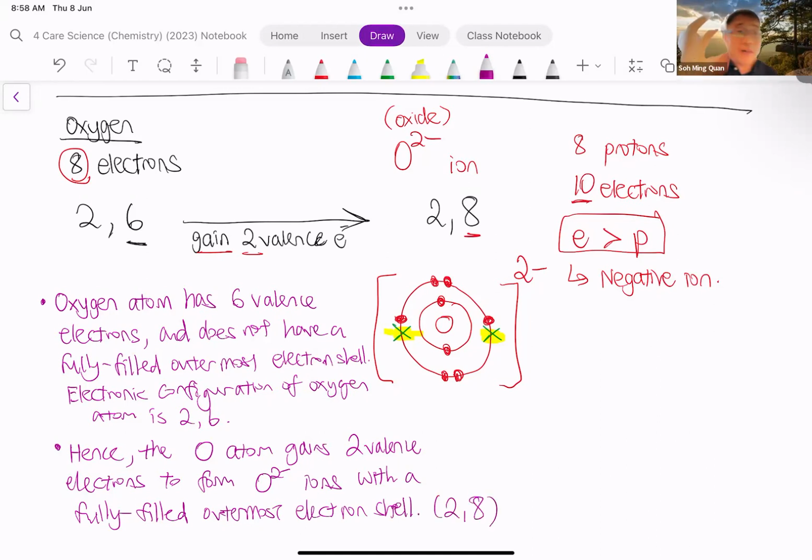Now, please don't underestimate the importance of writing it out in words, because very often in your O levels, not only must you draw, you must be able to express it in words. Expressing in words could be a potential weakness for you. Therefore, it's good to practice now. All right. So this is for oxygen and how it forms the oxide ion.